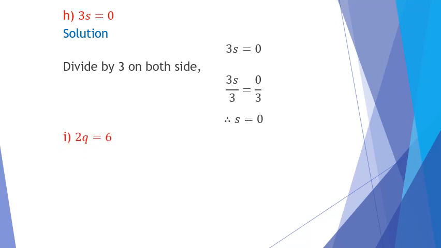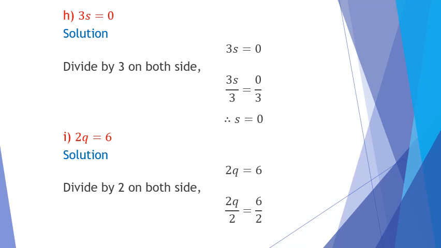Next, I. 2q equal to 6. To separate q, we have to divide by 2 on both sides. So we get 2q upon 2 equal to 6 upon 2. That is q equal to 3 is the solution.